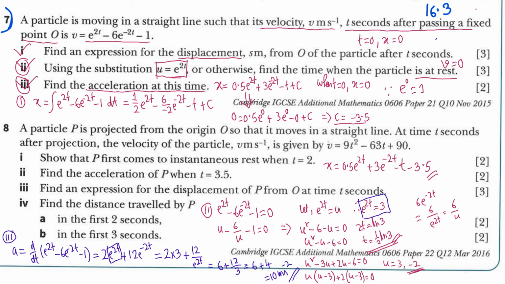In the exponential case, this is the best practice, if you could use the whole thing e to the power 2t as a value, rather than writing t equals half ln 3. If you use t equals half ln 3, you would get the same answer. So this is the best way to do this question. So its answer is 10 meter per second square.